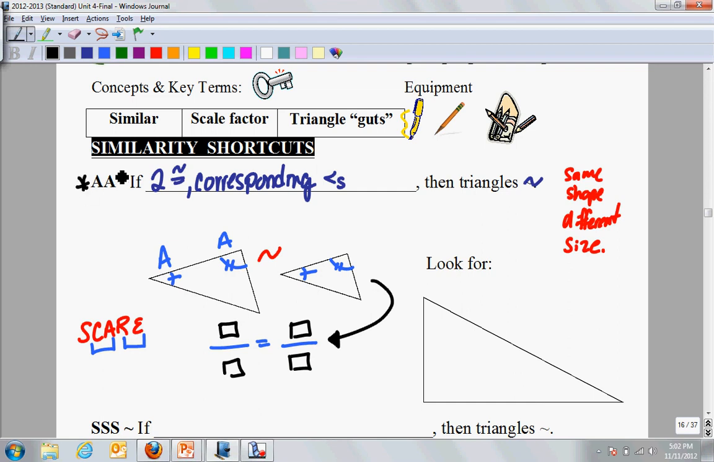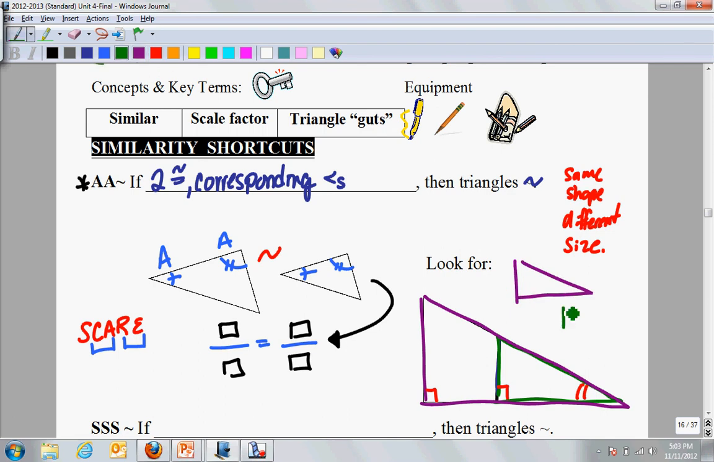Angle, angle is by far the most common. Put a little star by it. One thing you want to look for is overlapping triangles. Let me give you an example here. Let's draw in a triangle here. I'm going to use green, and then here, purple. This green and purple triangle, if this is a right angle, they share this angle here at the toe. That's the reflexive. So in this case, the purple triangle and the green triangle have angle-angle similarity.